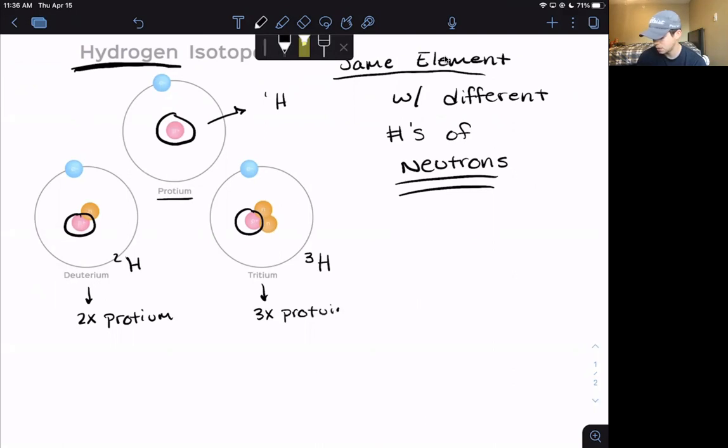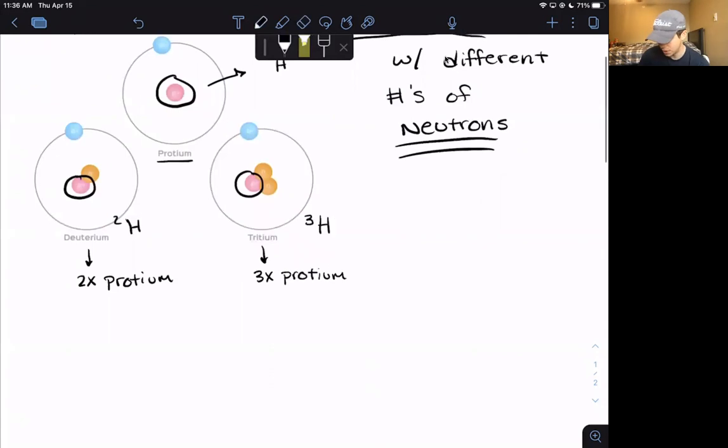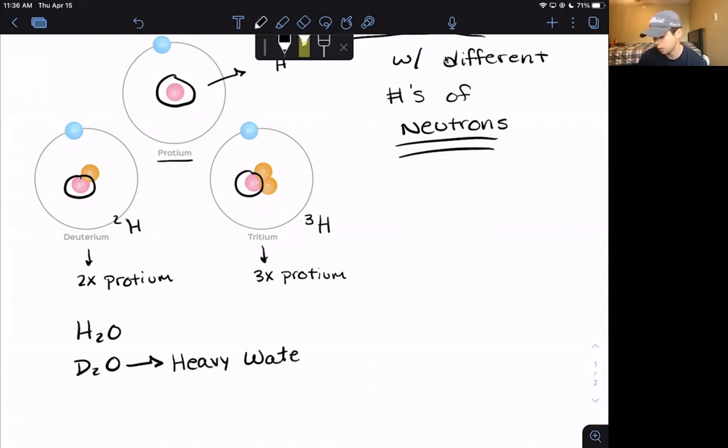So that has some interesting properties. One of them you'll probably hear about at some point is heavy water. So we know water, H2O, behaves how we expect it to, but there is something called D2O. D2O is heavy water, and that's just because it has the same properties, just the molecules are a little bit heavier.